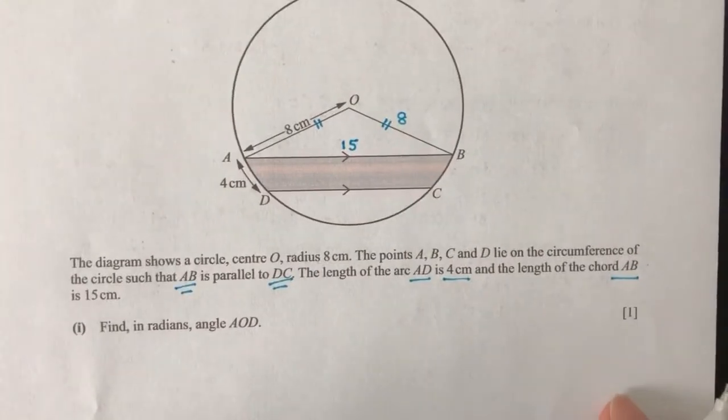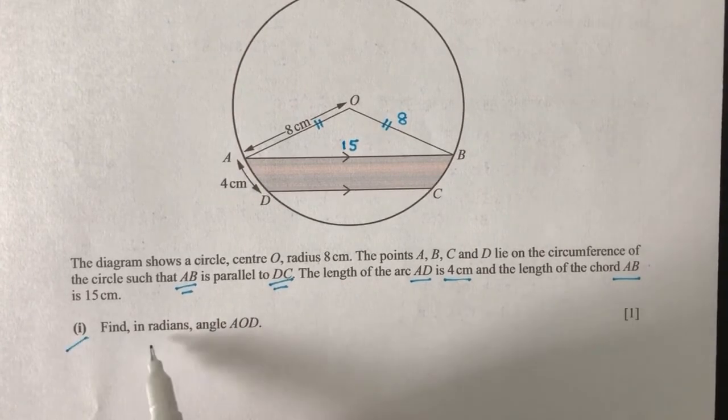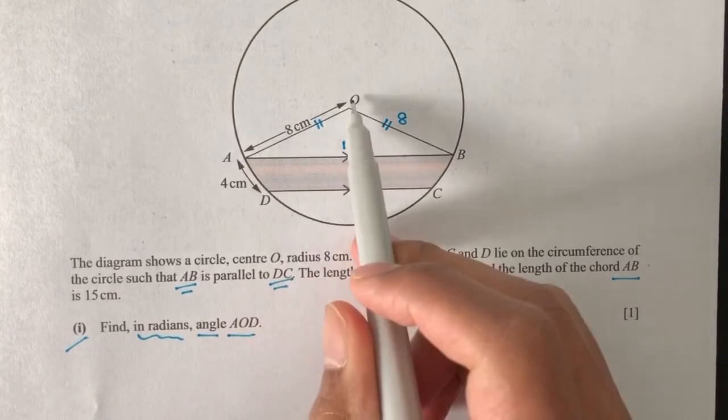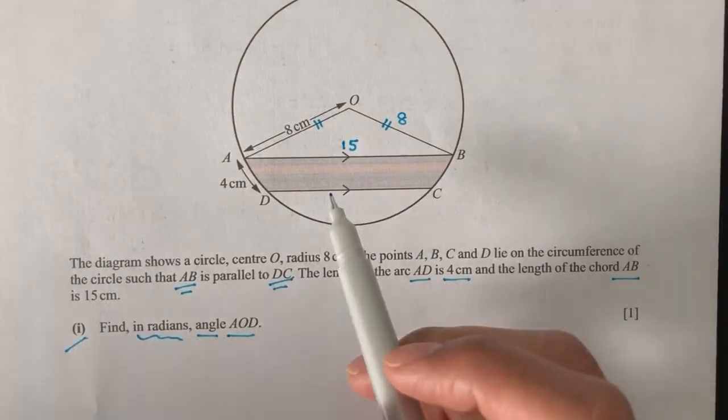Now, question part 1, it says, find in radians the angle AOD. So AOD. So let's join this together.